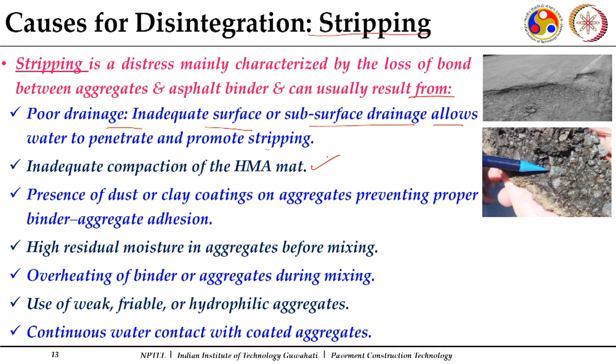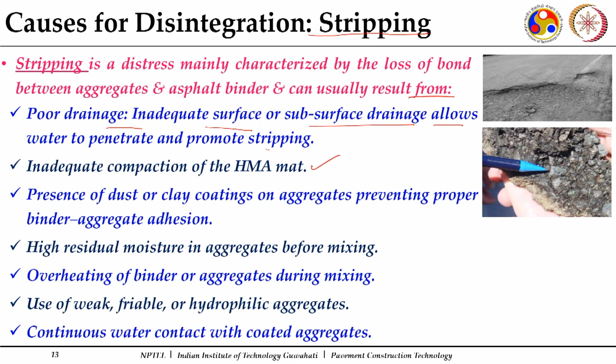Inadequate compaction of the HMA mat is another cause. As I mentioned, we expect to have 6 to 8% voids when it is compacted, but if it is compacted to inadequate density... At 6 to 8% air voids, these voids are generally not interconnected, so you don't expect water to enter into it. But say the voids are 12-13%, then the water enters into your HMA mat, and that leads to the stripping of your bituminous binder from your aggregates.